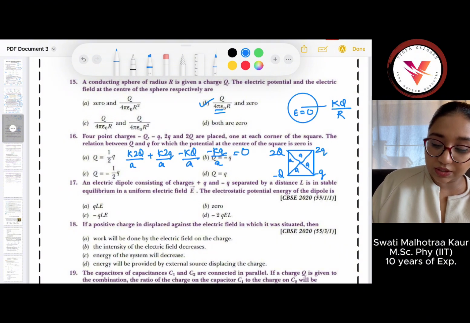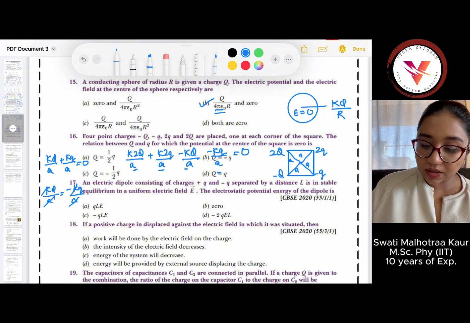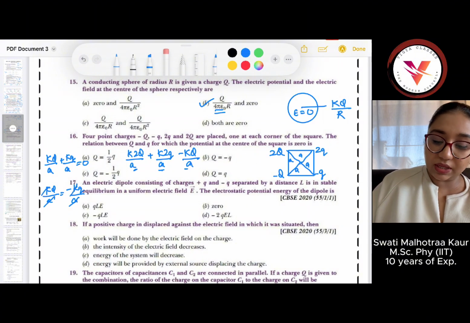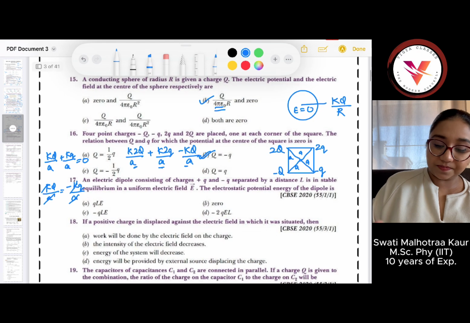Then if you solve these two terms, it becomes kq by A. If you solve these two terms, it becomes k small q by A equals 0. Then it is minus kq by small a, and q is equal to minus q. That is option number B is the correct one. Okay, very simple.